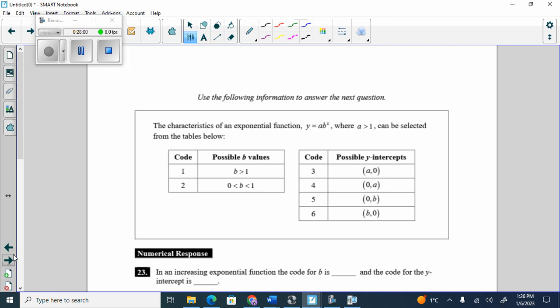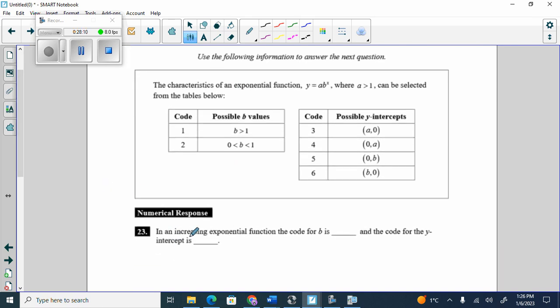Okay, next question. The characteristics of an exponential function where a is greater than 1 can be selected from the table below. If it's an increasing exponential, the code for b, remember if a is greater than 1, b, if it's increasing, has to be greater than 1. So that's code 1. And the code for the y-intercept, remember in this form, it's just 0, a. This is always my y-intercept.